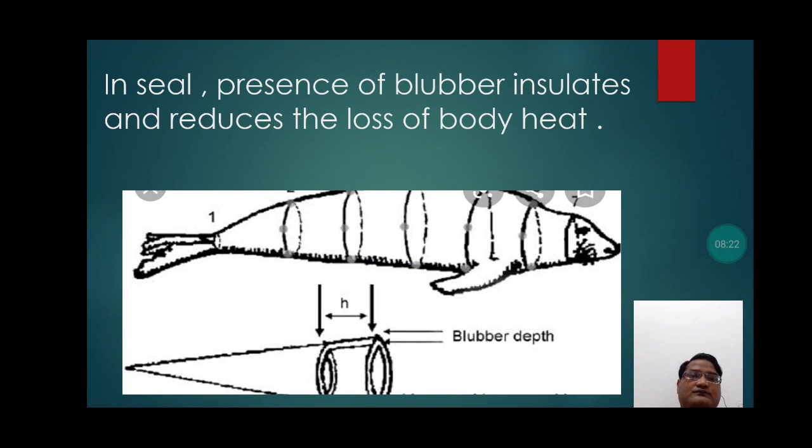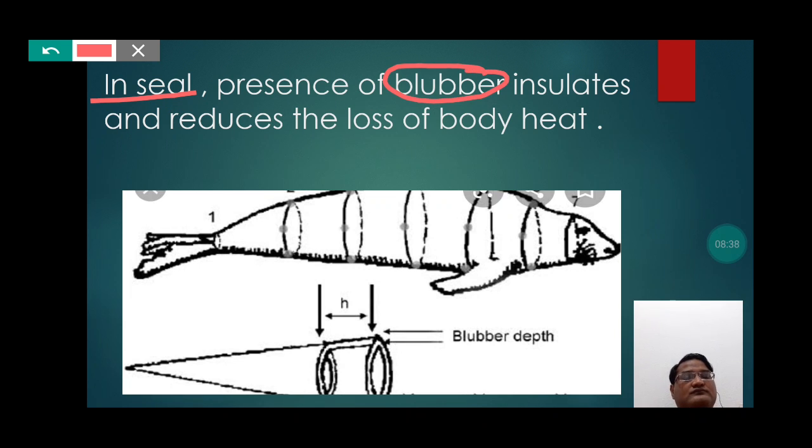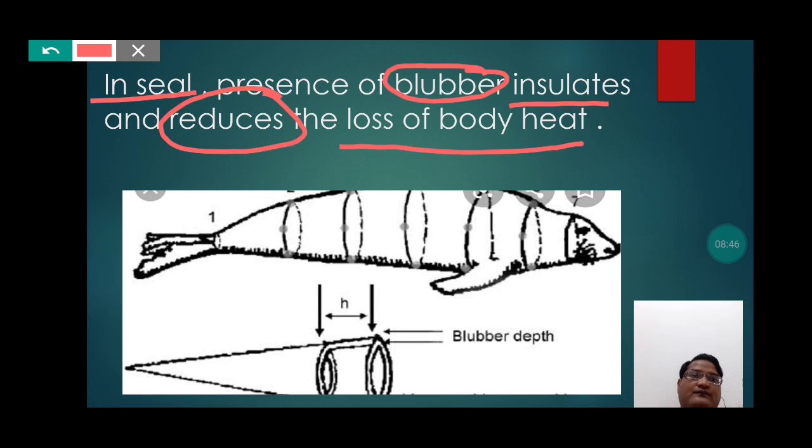In seal, presence of blubber insulates and reduces the loss of body heat. So students, in seal, the blubber insulates the loss of body heat and even reduces it. Students, blubber actually is a thick layer which is formed due to the accumulation of fat in the upper skin of the seal.